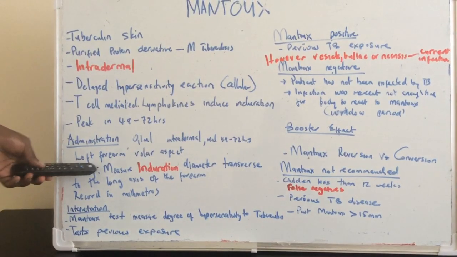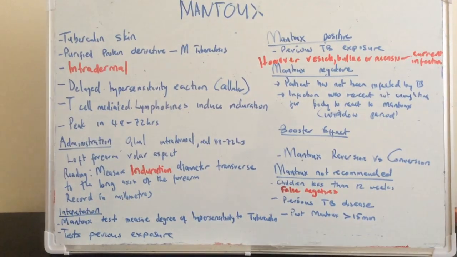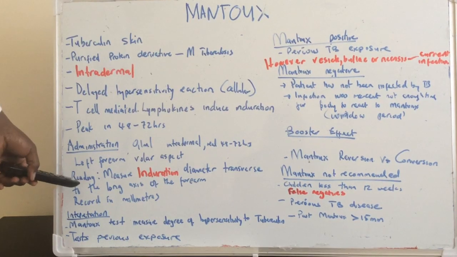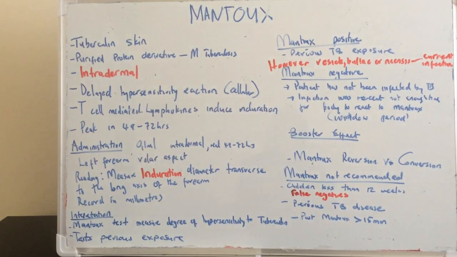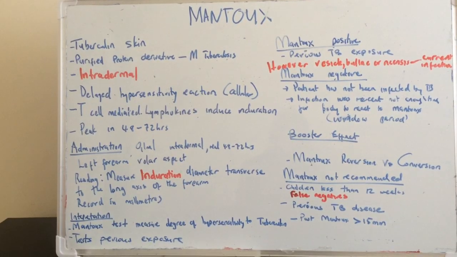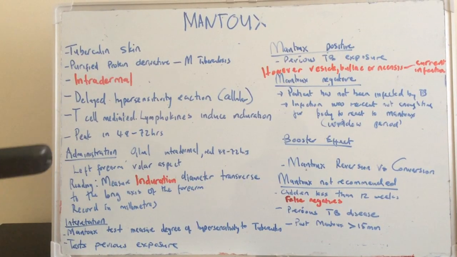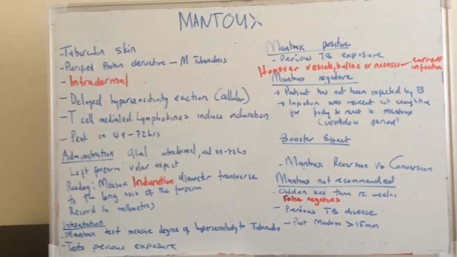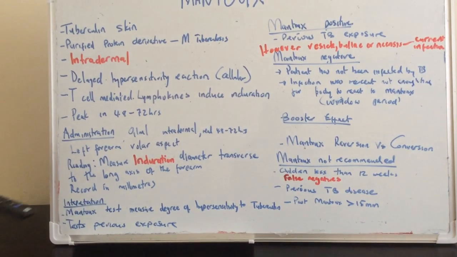This is injected on the left forearm. So you put it on the left forearm, the volar aspect, 5 centimeters from the cubital fossa. When you are reading, you measure the induration. You don't look at the erythema, but you measure the induration, which is more like the swelling. Induration is the key word: you measure the transverse diameter to the long axis of the forearm, and you record that diameter in millimeters.